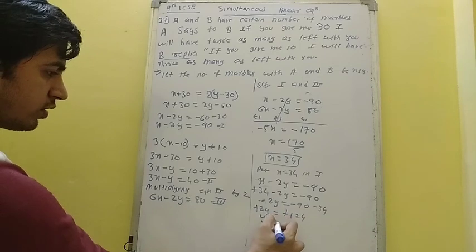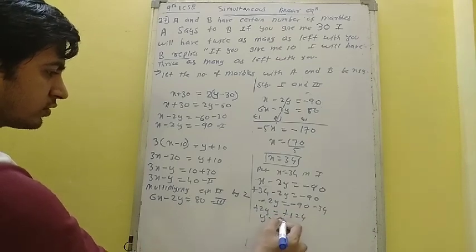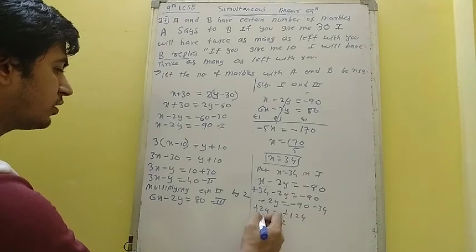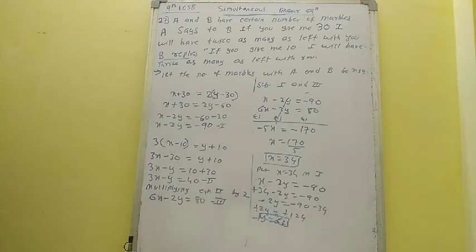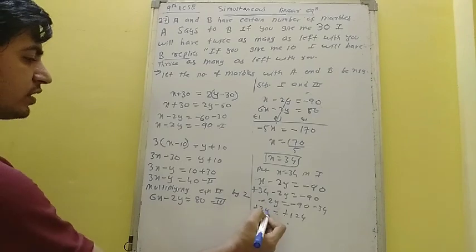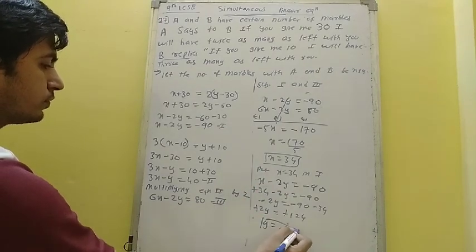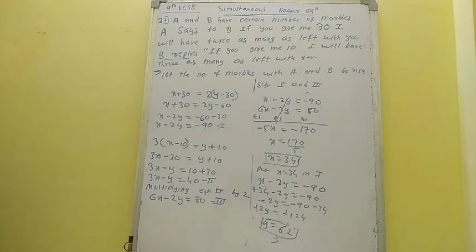Value of y is 62. Yes, 62 is the right answer. Therefore, number of marbles with B is 62 and with A is 34. Okay, sums are not very easy, a bit difficult to understand, but if you read the question twice, you'll surely understand it.